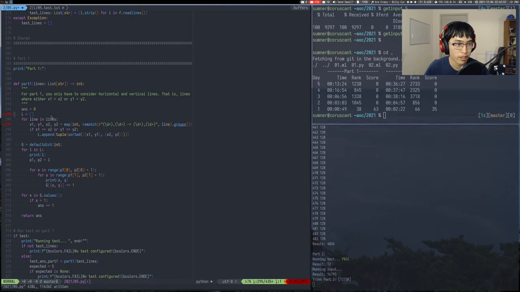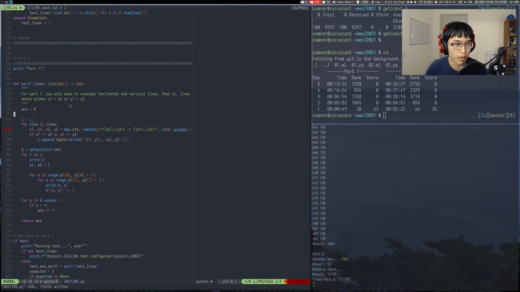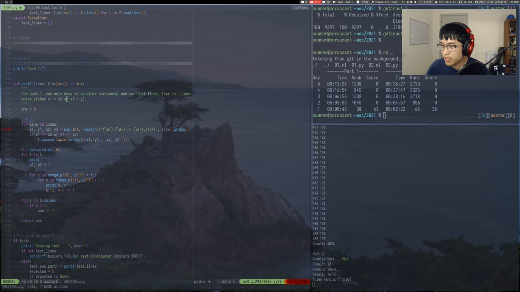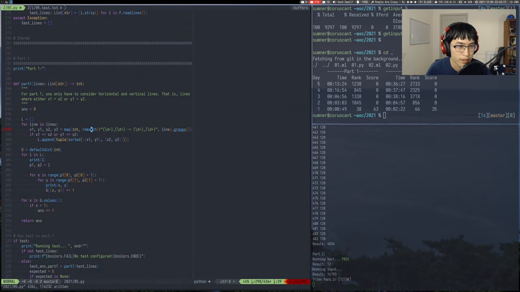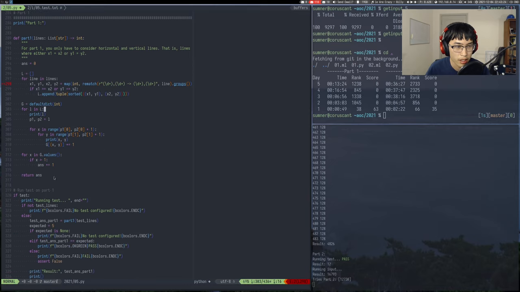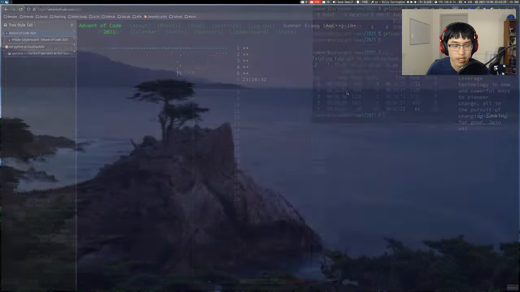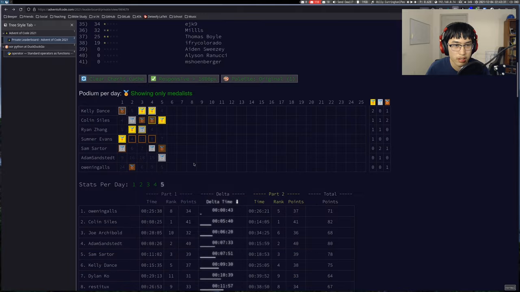Yeah, so I noticed that, which was really good. If I hadn't noticed that, then I would have been really screwed. I thought this parsing went okay. This went okay. Part one, I mean, it was slow, but I think I got fourth again.